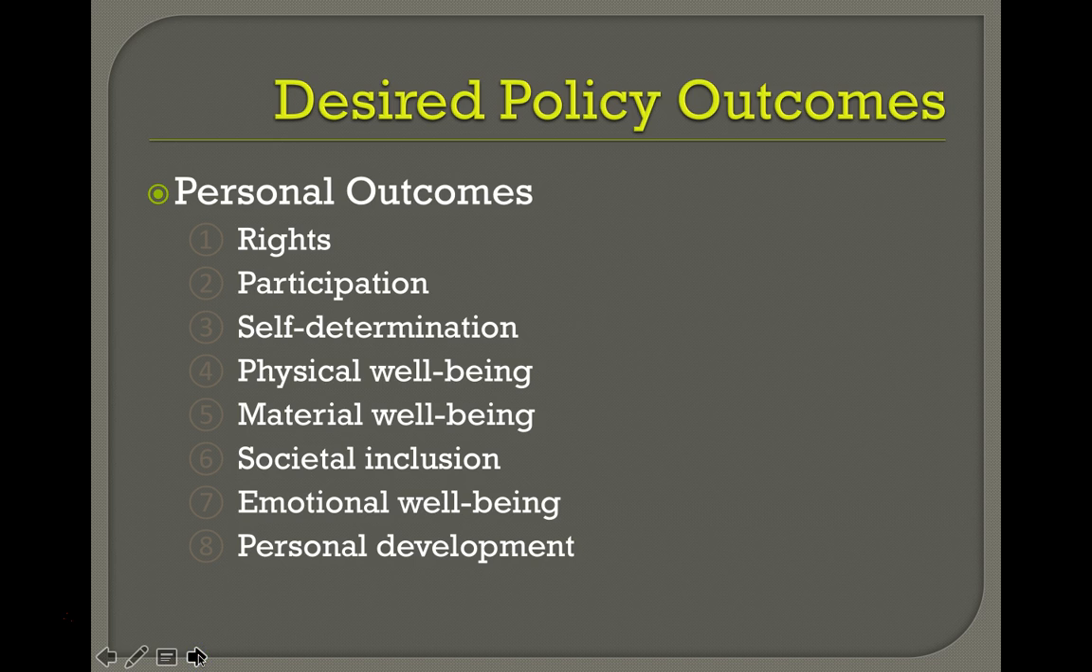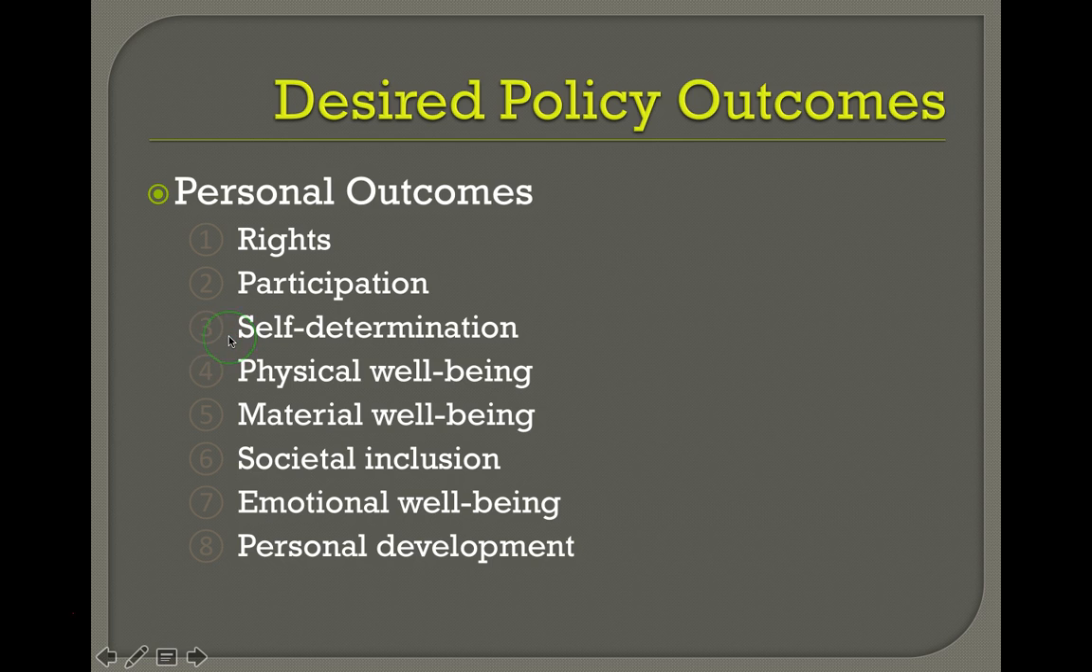So when we're looking at our desired policy outcomes, the first one is rights. And this is, again, just basic human rights like respect and dignity, and legal rights like the right to due process or access to things that individuals without disabilities do have. We also have participation as a desired personal outcome. And this is just being able to participate in their community, with their families, and also contribute to their community and their families.